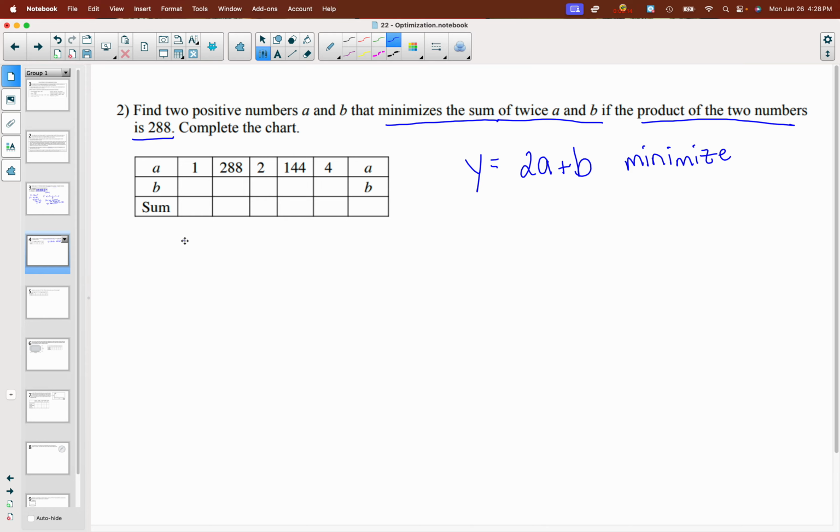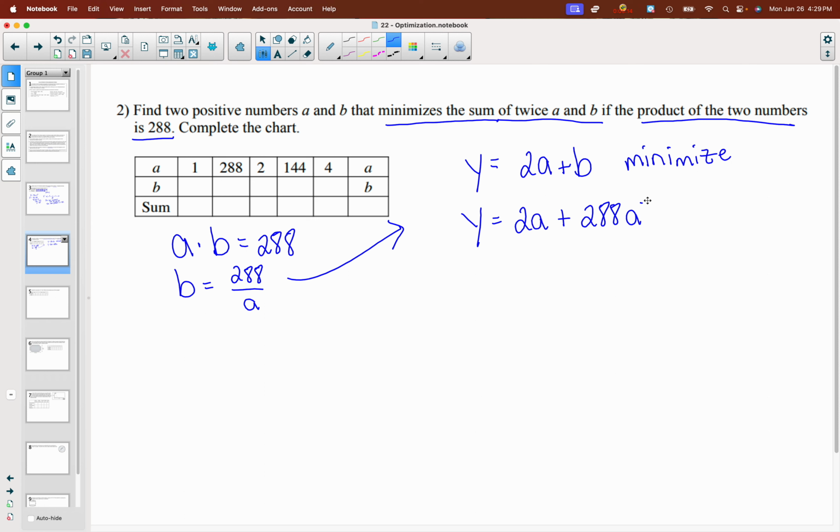Well, the two numbers are A and B, so the product, A times B, is 288. So you would have an option to either solve for A or solve for B. I'm going to choose to solve for B, and I get 288 over A. And then we're going to substitute this into our primary equation. So I get y equals 2A plus, and I'm going to rewrite this as 288 times a to the negative 1 power to set it up to find the derivative.